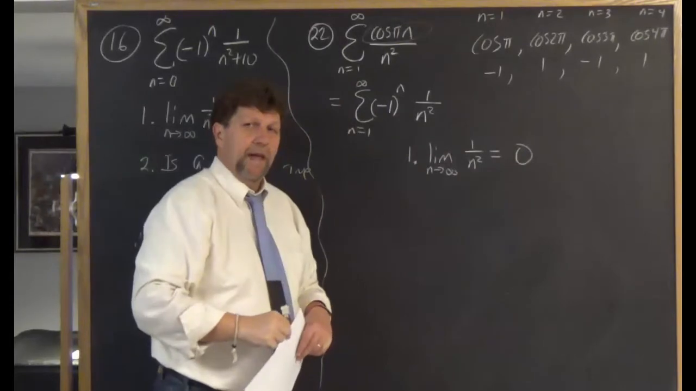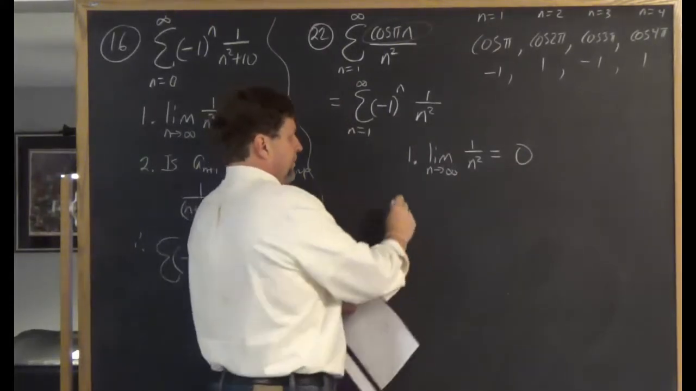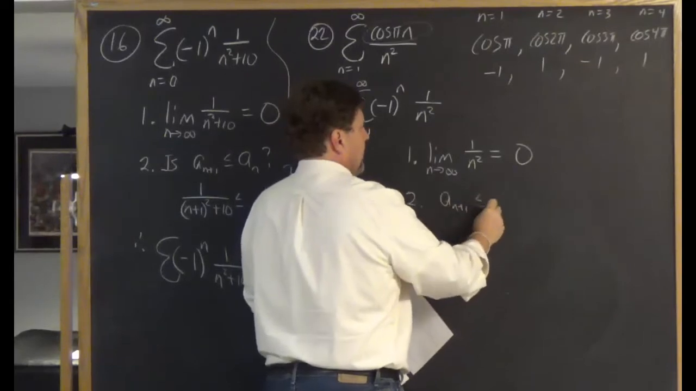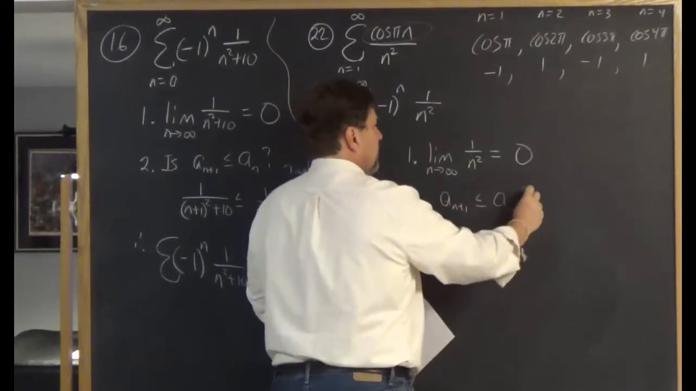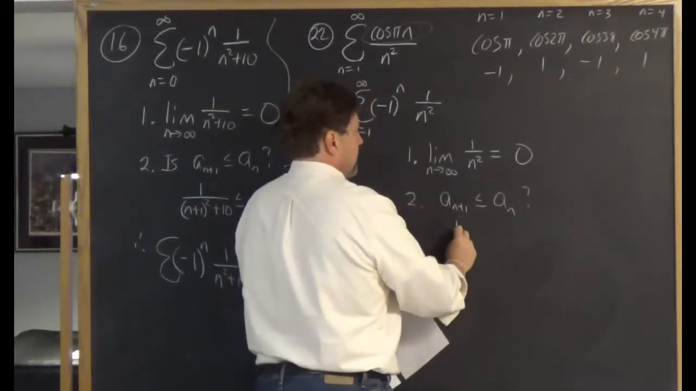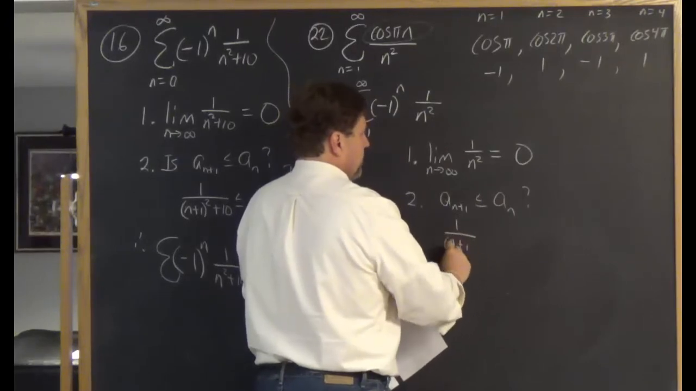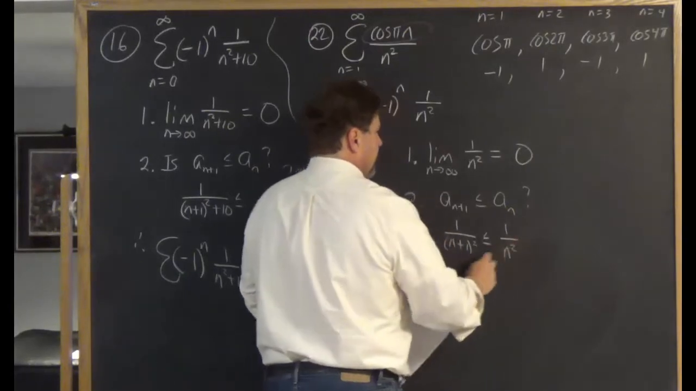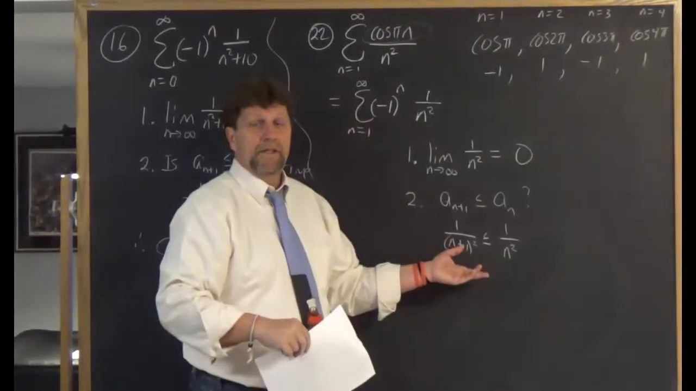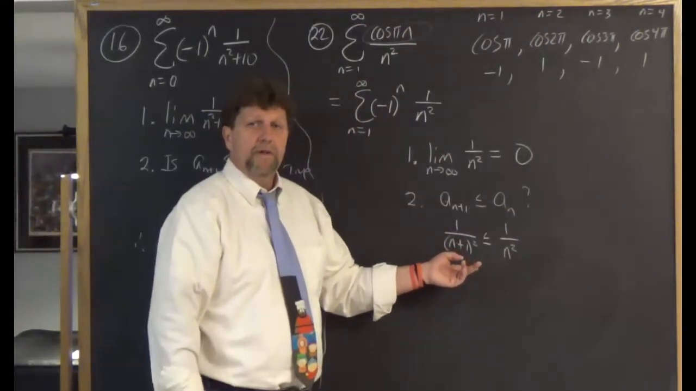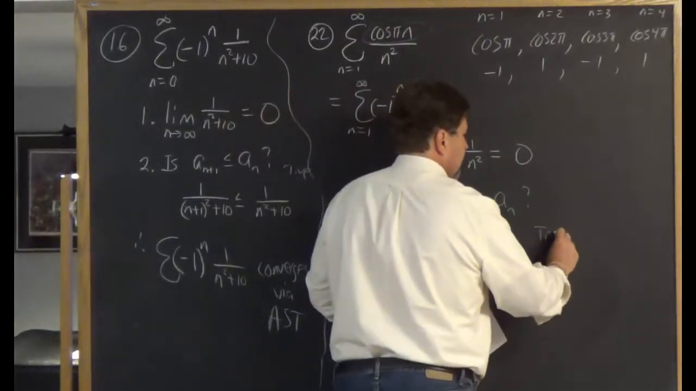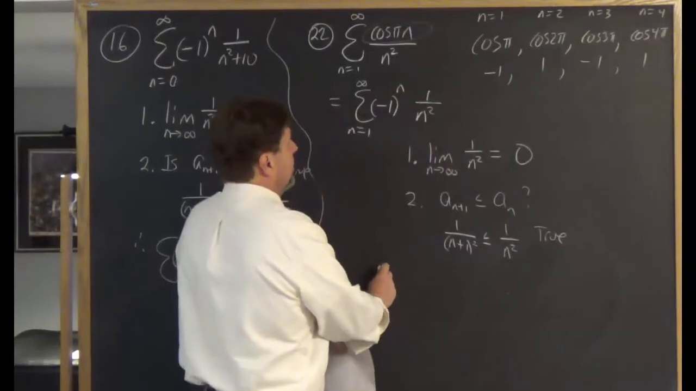Very quick, we know that that limit is 0. Second, is a sub n plus 1 less than or equal to a sub n? Well, a sub n plus 1 is 1 over n plus 1 squared. A sub n is just 1 over n squared. Is that inequality true or false? Yeah, you know it's true, thanks to that denominator argument.